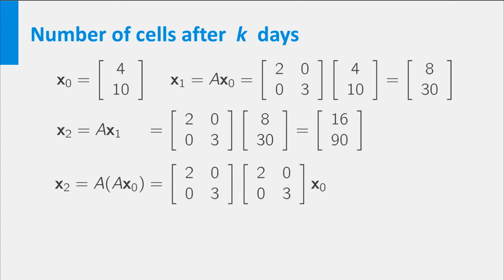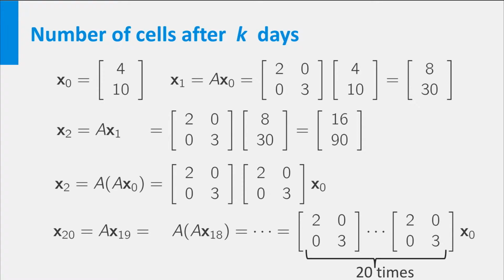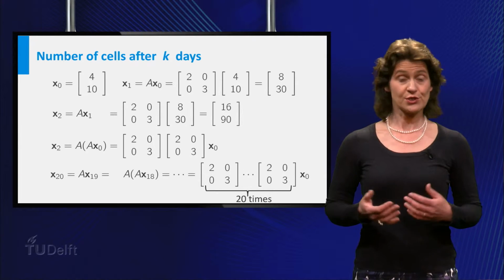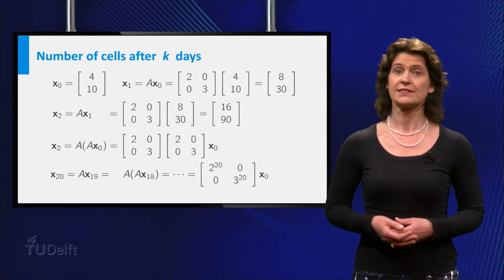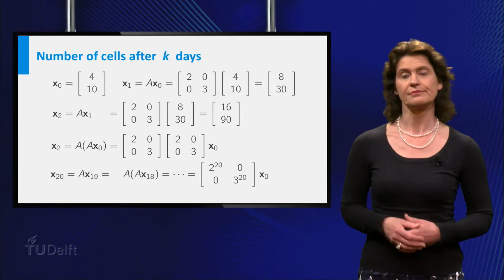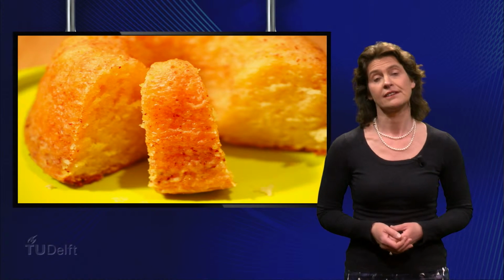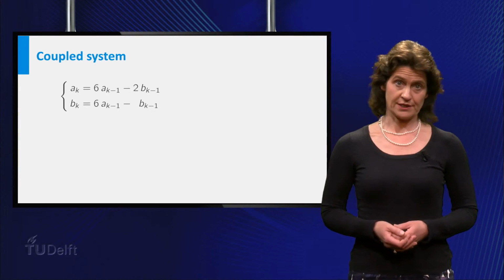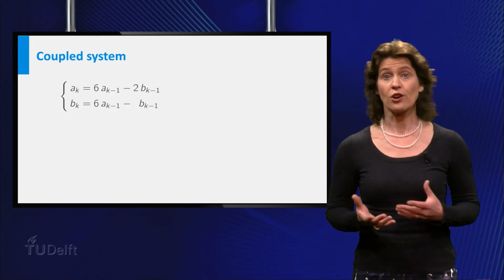This you can also compute like this: A times A times x_0. And after 20 days, it is equal to A times x_19, which is equal to A times x_18, etc., until you multiplied A 20 times with itself and apply it to x_0. You can check for yourself that it is equal to this simple expression. Piece of cake, right?